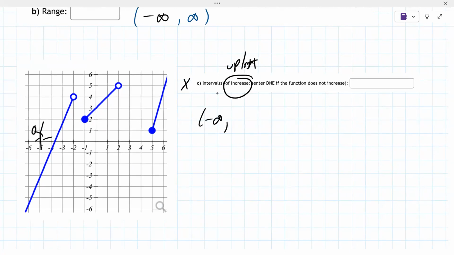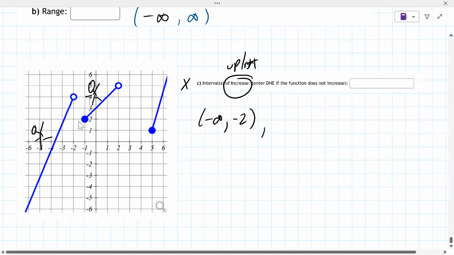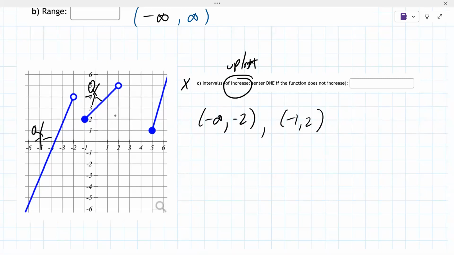So it's negative infinity to what for the first one? Is it -2? Yes. Okay. Comma, this time it's comma instead of union. What is the next set of x values where you're increasing? Okay, so we're going up here, so it's going to be x values, left to right, -1 to 2. And these are always open intervals, so they are always parentheses. Comma, the next set of x values is 5 to infinity.